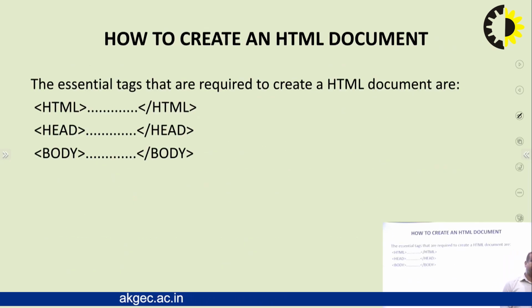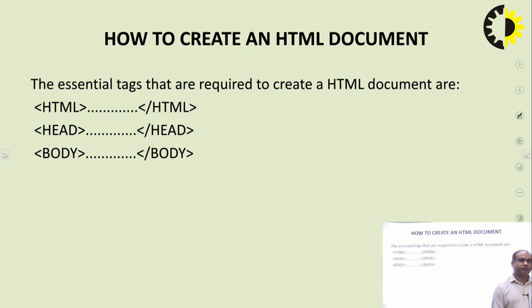Next, how to create an HTML document. The essential tags required to create HTML documents are the HTML tag, head tag, and body tag, and all these tags have opening and closing brackets. This one is the first tag, second tag, third tag. If I don't write the HTML tag, the web page will still be created automatically. If I save with .html, it is termed an HTML document. That is an optional tag for writing a web document, still we use it as a convention.